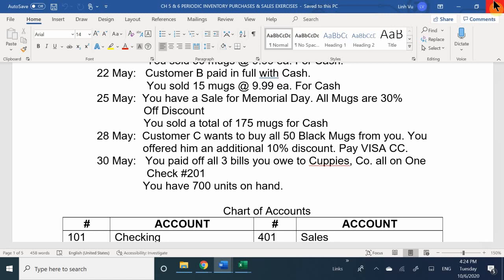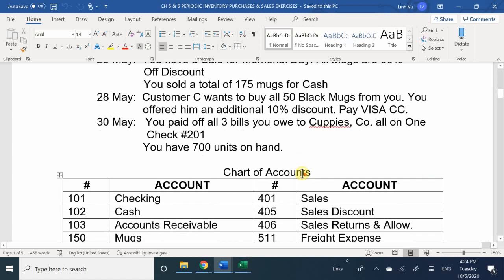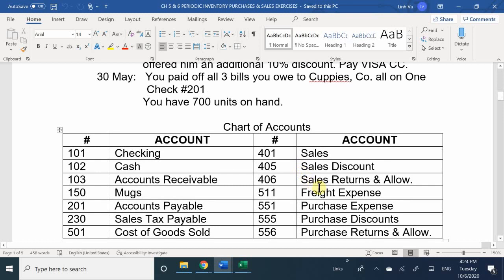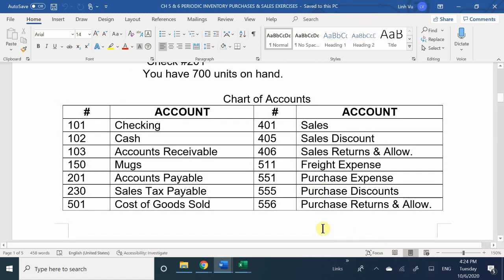Not cash. Okay, what happens when you pay with a credit card? Where does it go? Checking? Is it accounts receivable? He didn't owe us the money. Sales? Sales is what we're recording. Okay. Well, is it checking, or do you consider it checking? Because I don't see anything here for credit card. I'm missing it.